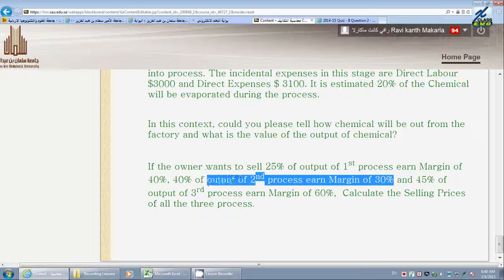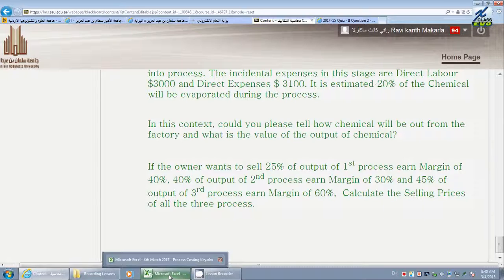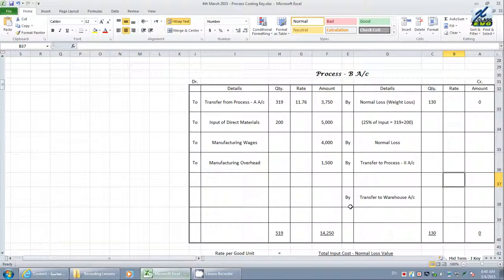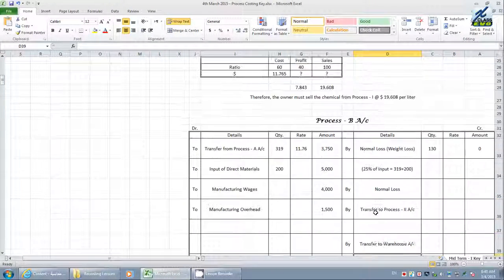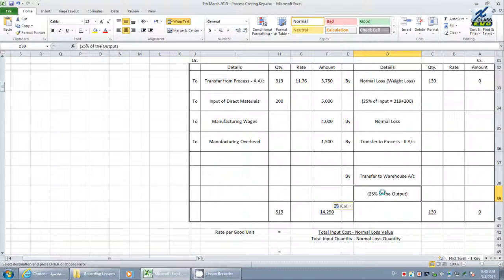That means how much they are selling here? They want to sell 40%. How much is balance? 60% is only here. The owner wants to sell 40% of the output. You have to take here the same syntax of earlier. How much you have to take? 40% of the output here you have to take. Earlier it is 25%. Now it is 40%. What is the balance now? The balance is nothing but 60%. 60% of the output is been transferred to process 2.